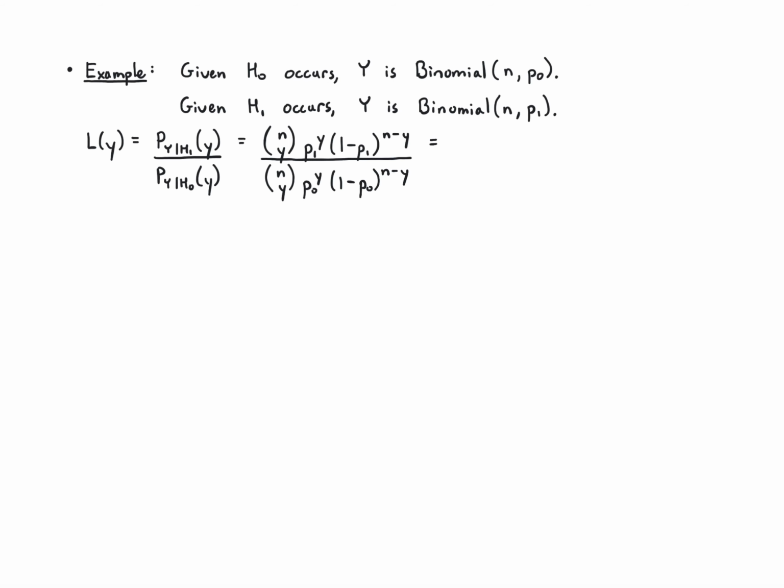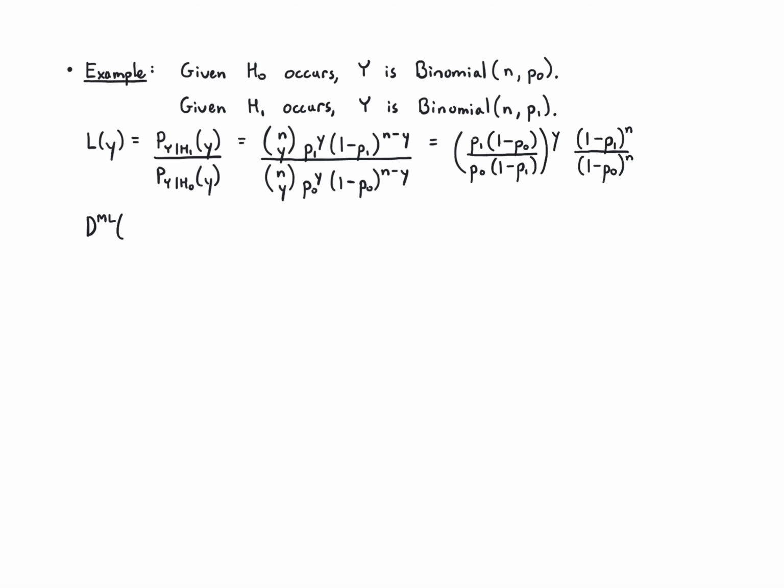So I'm going to do that. And I'm also going to combine all the terms that are raised to the exponent y. So I'm going to get p1 times 1 minus p0 over p0 times 1 minus p1, all of that raised to the y. So if you compare that to the thing on the left, you see all those terms are sitting there. And I also have this thing which doesn't depend on y, which is 1 minus p1 raised to the n, over 1 minus p0 raised to the n.